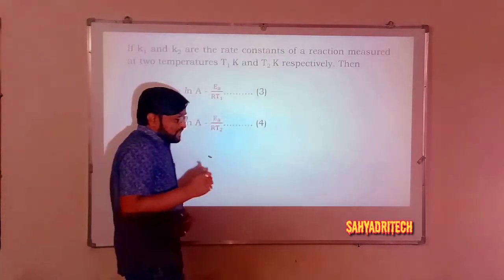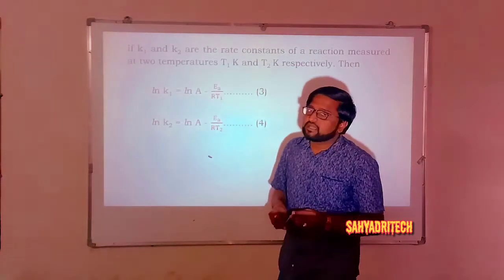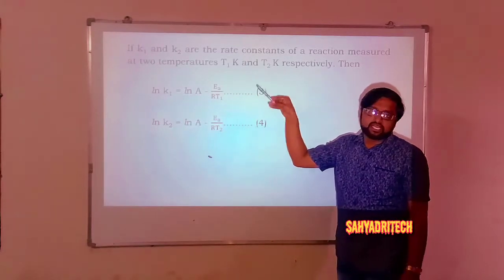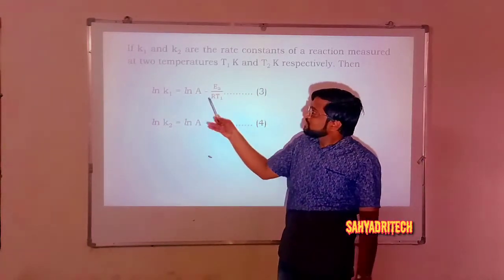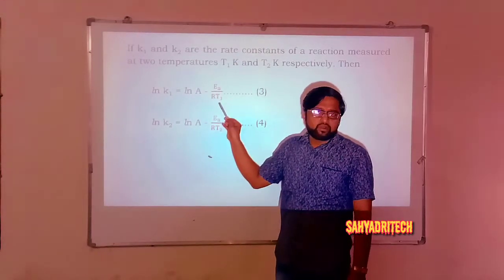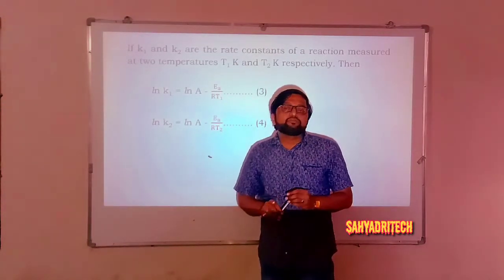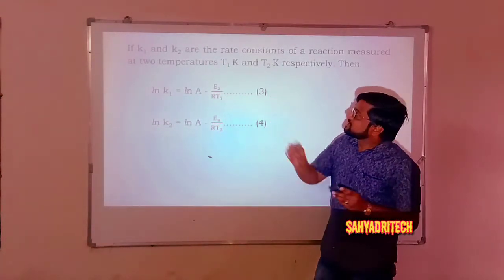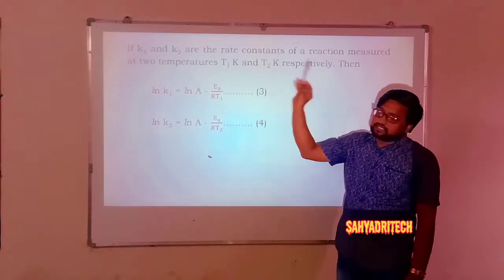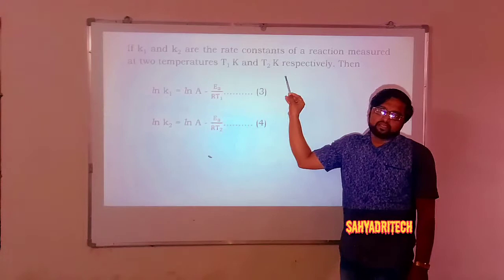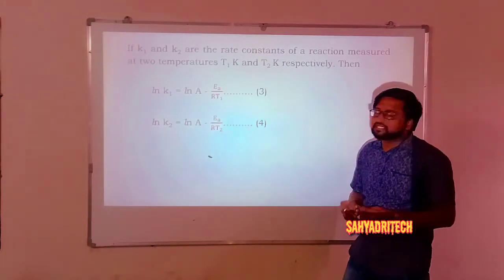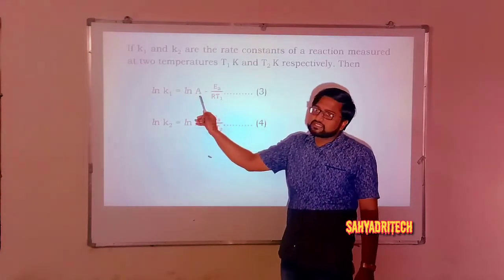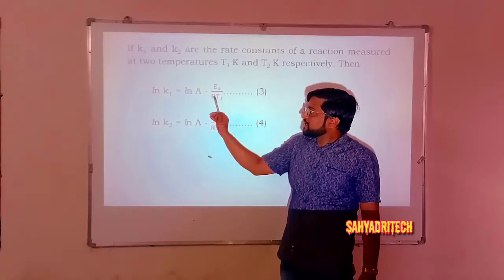Well, if I consider K1 and K2 are the rate constants of a reaction measured at two temperatures, T1 Kelvin and T2 Kelvin respectively. General equation we know, ln K is equal to ln A minus Ea by RT. So for the same reaction, if we measured K1, K2 values, rate constants at two temperatures T1 Kelvin and T2 Kelvin respectively, then accordingly we have two equations here. So ln K1 is equal to ln A. For a reaction, Arrhenius factor is constant. The activation energy will be the same and R is a constant.